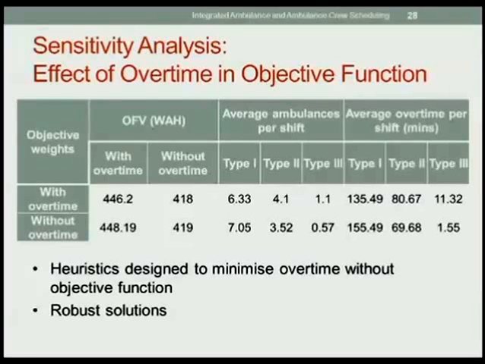So just with this analysis here for the dynamic model, it shows that there's not actually a lot of difference if the objective weights include overtime or if they don't. So that's actually a pretty good solution. It could possibly be because the heuristics are constructed in such a way that they'll minimize overtime even without that in the objective. That's something that does possibly require further analysis.